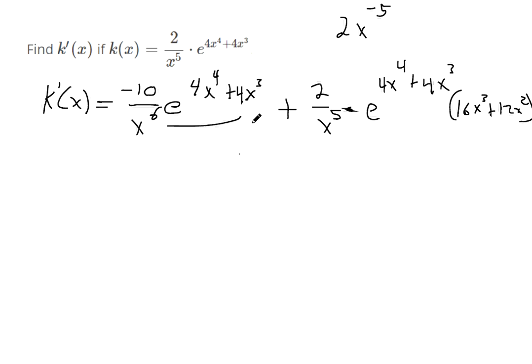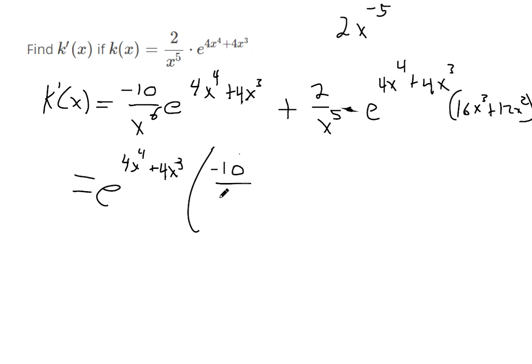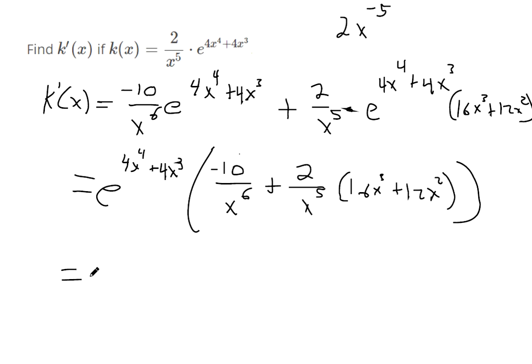Okay, so just like in the last problem, we can factor out an e to the 4x to the fourth plus 4x to the third. We can factor that out of both of those terms, and we're left with negative 10 over x to the 6 plus, this is left over when we factor that out, 2 over x to the 5th times this 16x to the third plus 12x squared. So there's a little more algebraic simplification we can do.